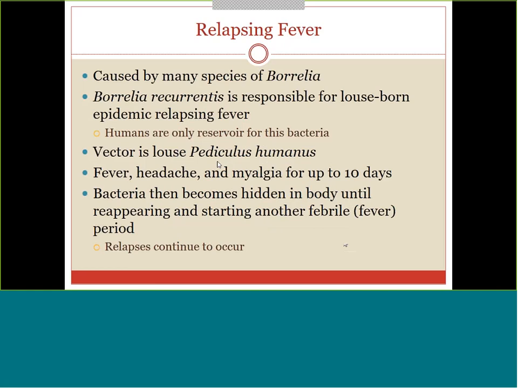Once you get this, it's fever, headache, muscle pain, and then the bacteria can become really hidden, and then all of a sudden pop back up and cause another fever period, and then go hidden and pop back up and cause another fever. So you see why it's called the relapsing fever. It goes through kind of cycles.